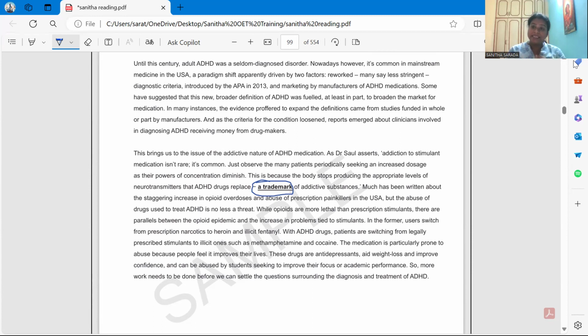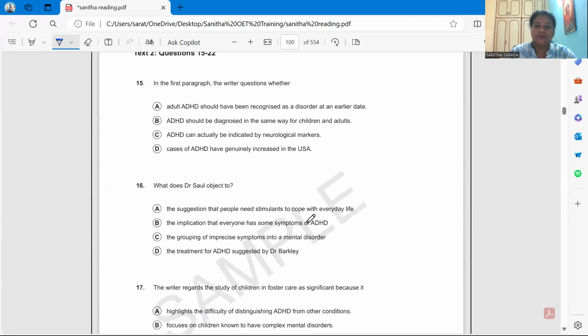Second, identify the main subject or object being discussed in the passage. Third, the term should fit logically within the context. These are the three tips you have to keep in your mind when we do a reference or lexical resource question. So, trademark, what is the question here?